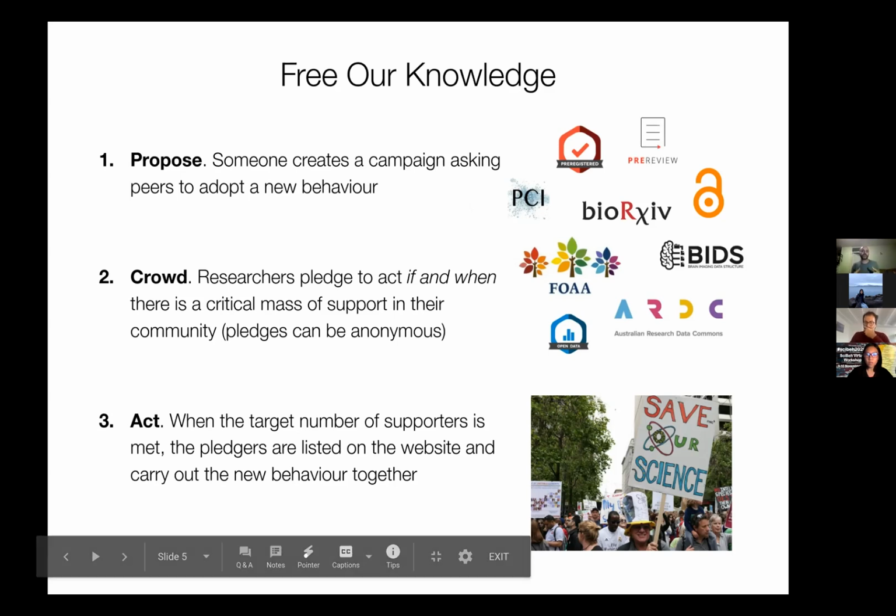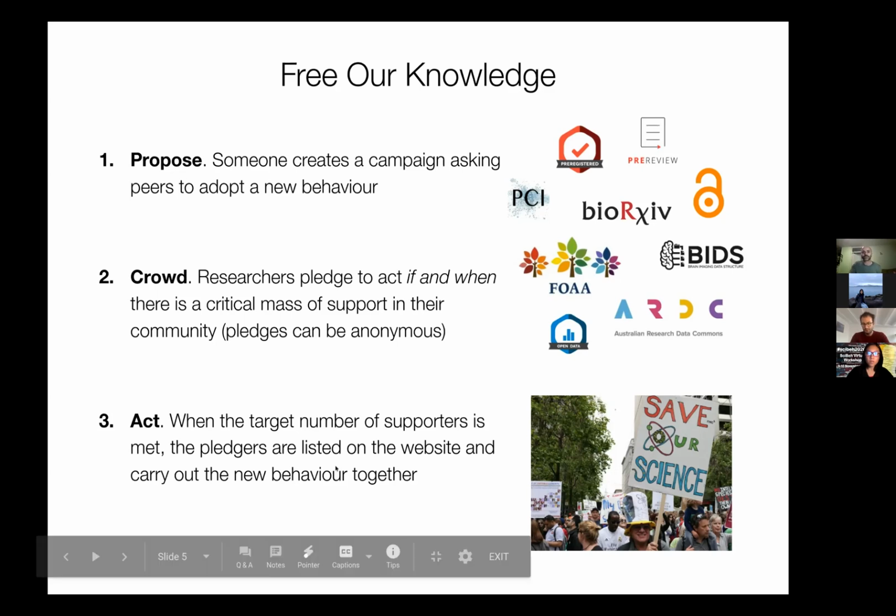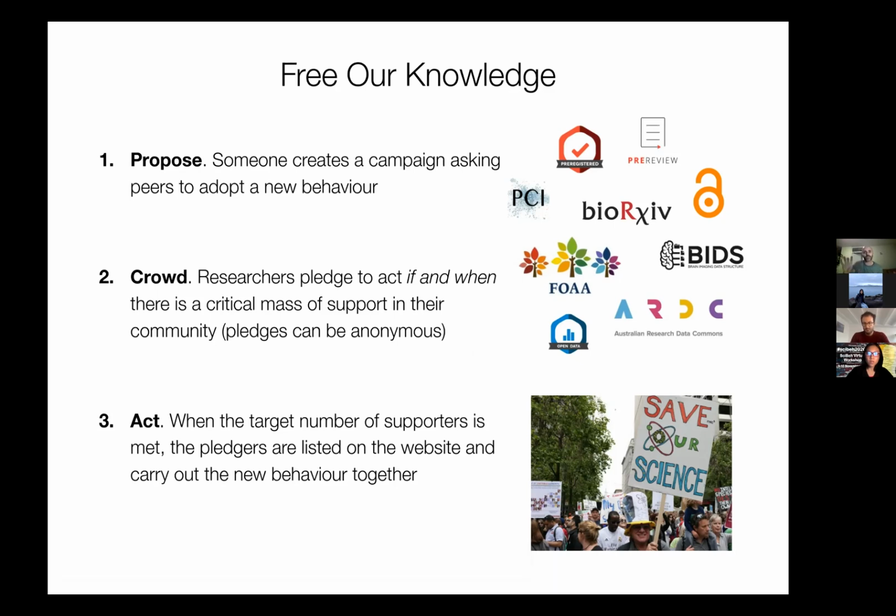And the idea here is that up until that point, everybody is protected because they don't have to take any action and don't have to go out on their own, out on a limb. But when you've got the critical mass of support, then you can all take action together and protect one another in the process. So the way that works is that once we reach that target, we list everybody who has pledged to that campaign on the website, and we contact them via email and ask them to carry out the action that they've pledged.